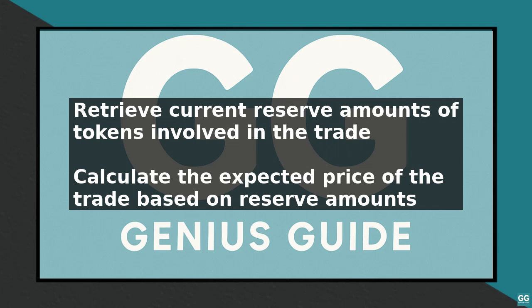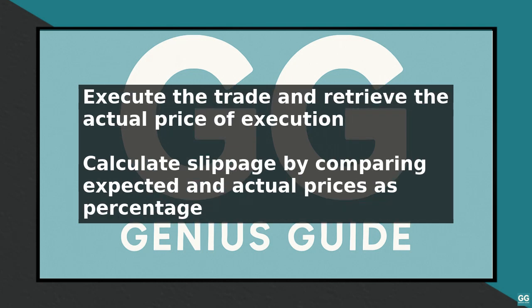Now, calculate the slippage by comparing the expected price with the actual price. Slippage is usually expressed as a percentage and can be calculated using the formula: slippage equals the absolute difference between the actual price and the expected price, divided by the expected price, multiplied by 100.